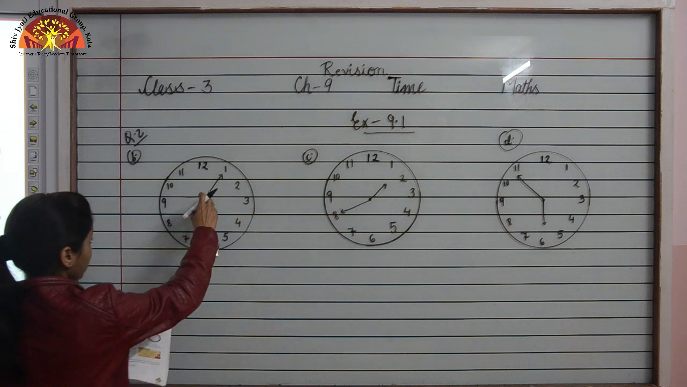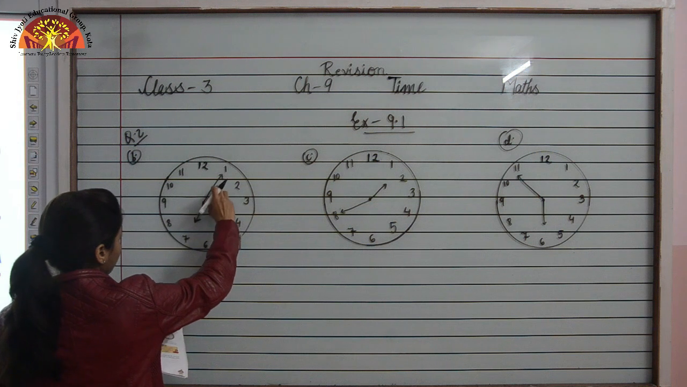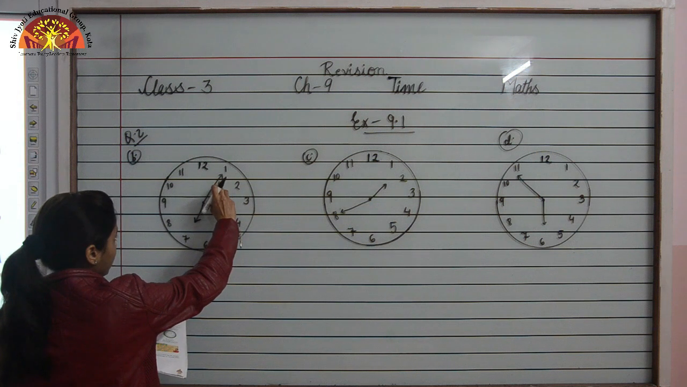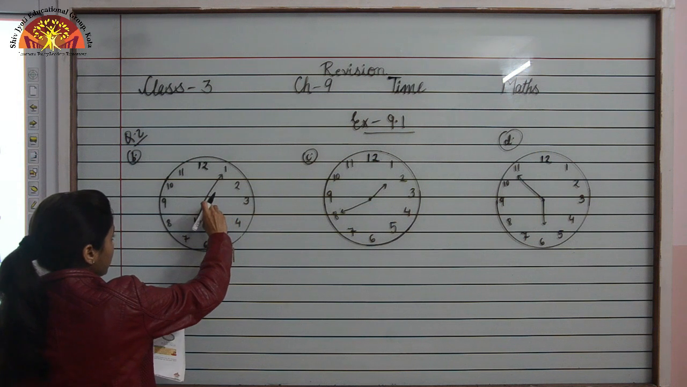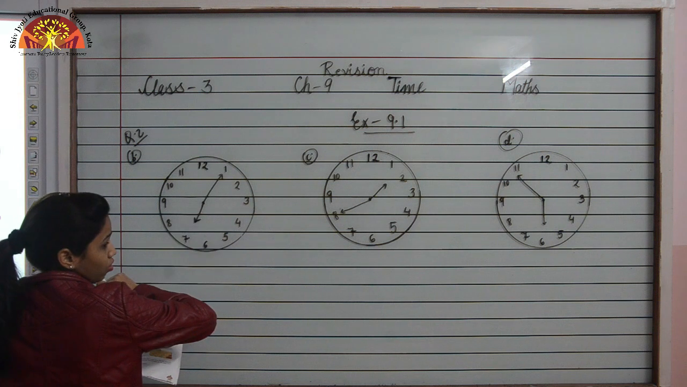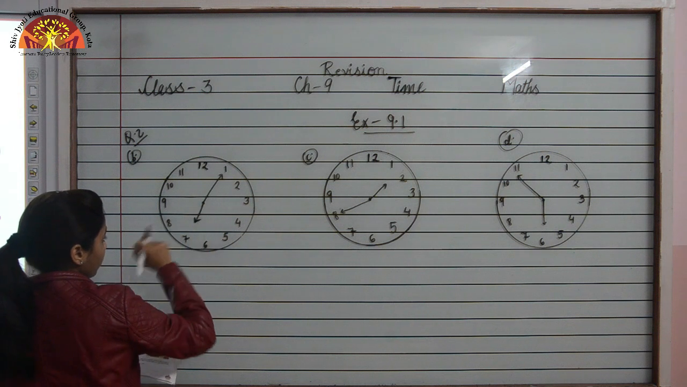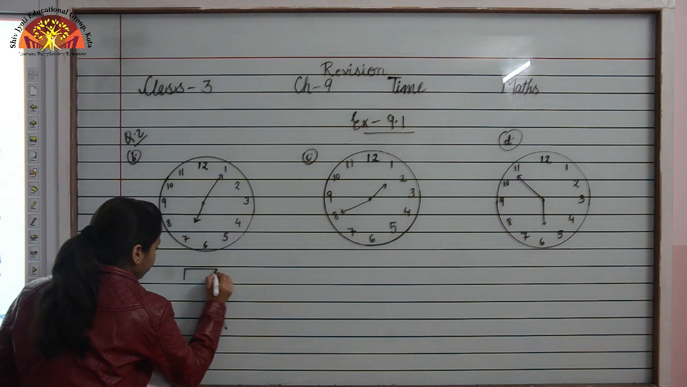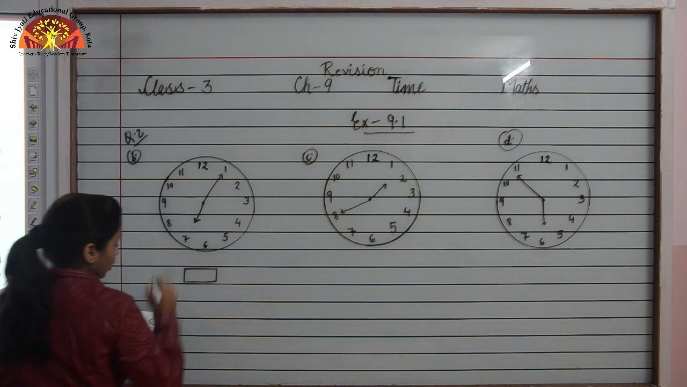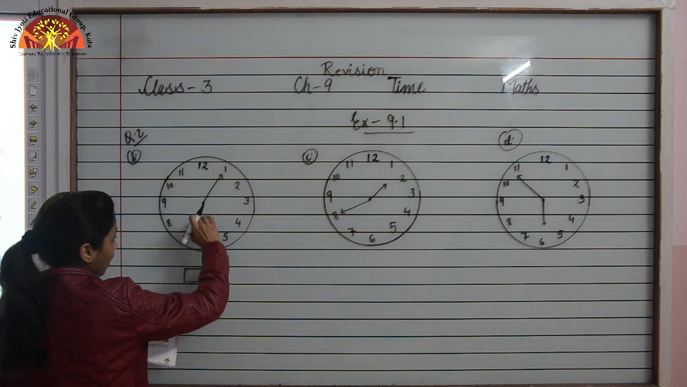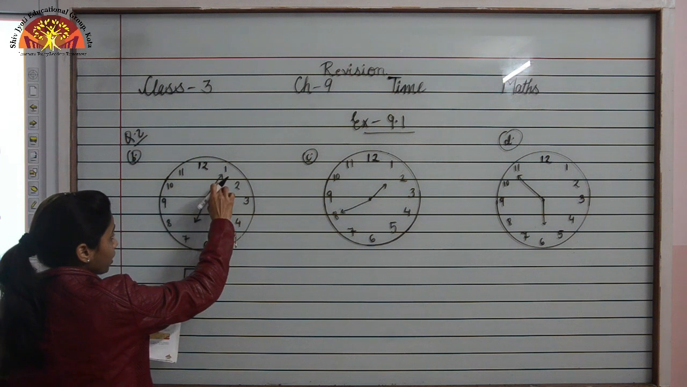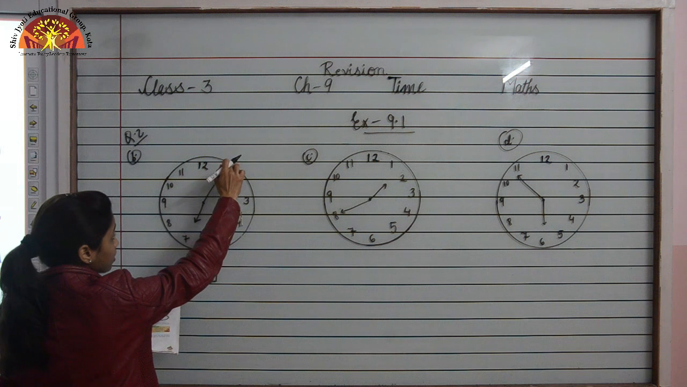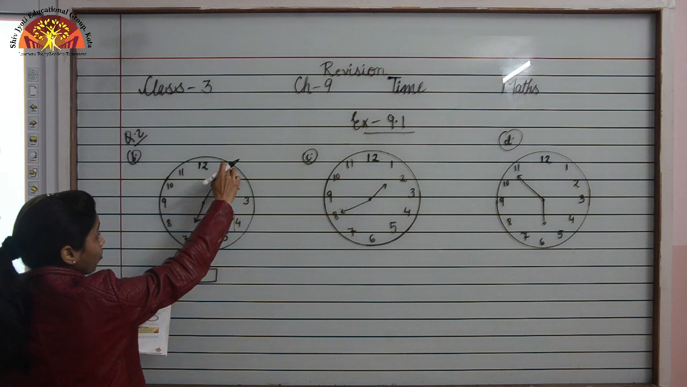Now what is given in this clock? We have this bigger needle, which is the minute hand. This is at 1, and this smaller needle, the hour hand, is at 7. Now we have to write the time in 2 ways. First, since the hour hand is at 7 and the minute hand is at 1, that means how many minutes?